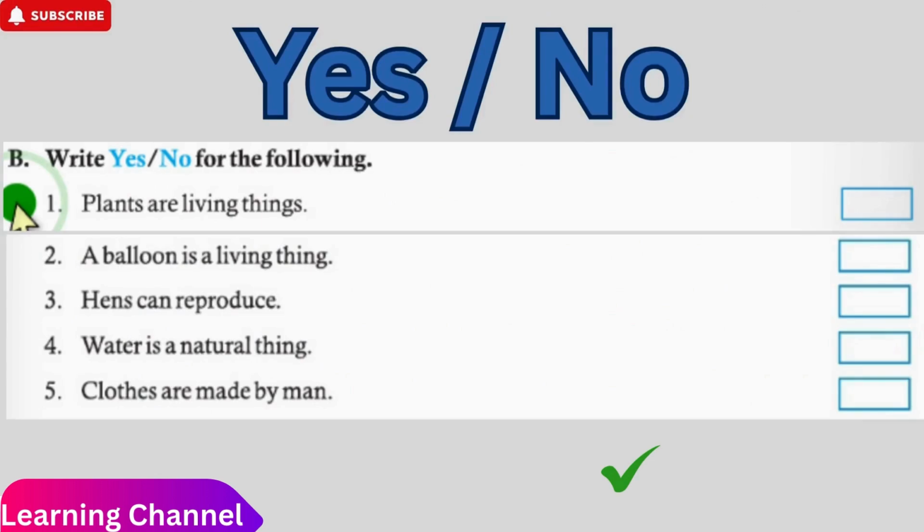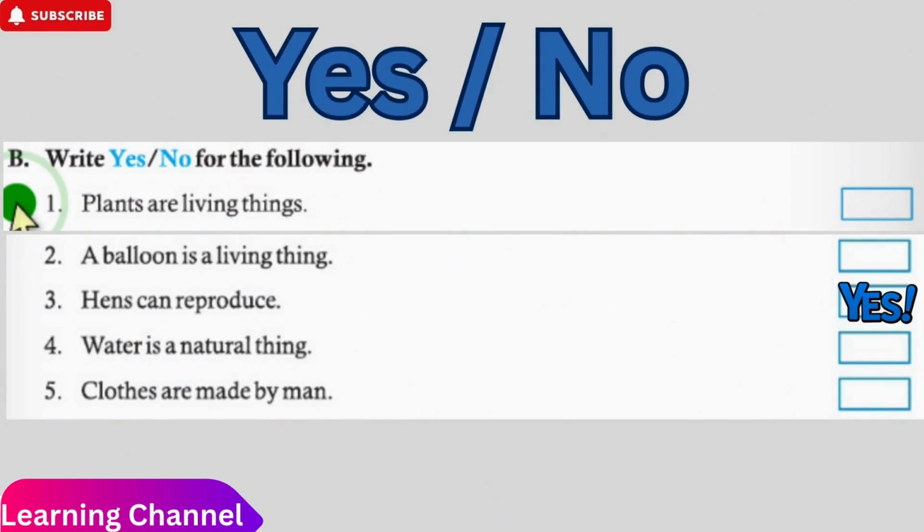Let's do some other exercises as well to clear your concepts. Write yes or no for the following. 1. Plants are living things. The answer is yes. Plant is a living thing.